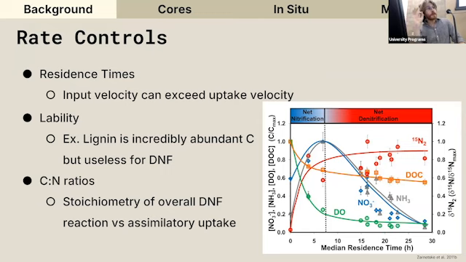Then onto a more nuanced issue is the carbon to nitrogen ratio. So this goes to the stoichiometry of the overall denitrification reactions, but on a more basic level, nitrogen is an essential nutrient. All these microbes are going to need it to synthesize proteins and other essential structures. So if we don't have enough nitrogen relative to carbon, we're not going to be able to actually have this flux out of the system.